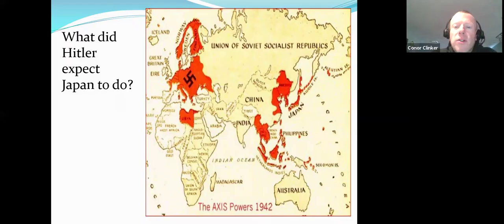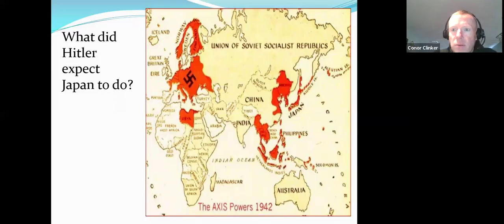And what he expected Japan to do, look at the map. What lies in between Japan and the Nazis? The Soviet Union, you see? At this point, the Nazis have almost destroyed the Soviet Union. They're barely holding on. Hitler expects that Japan will repay him. He's expecting Japan to say, well, thank you. In return, we, the Japanese, will help you, Hitler, finish off the Soviet Union.